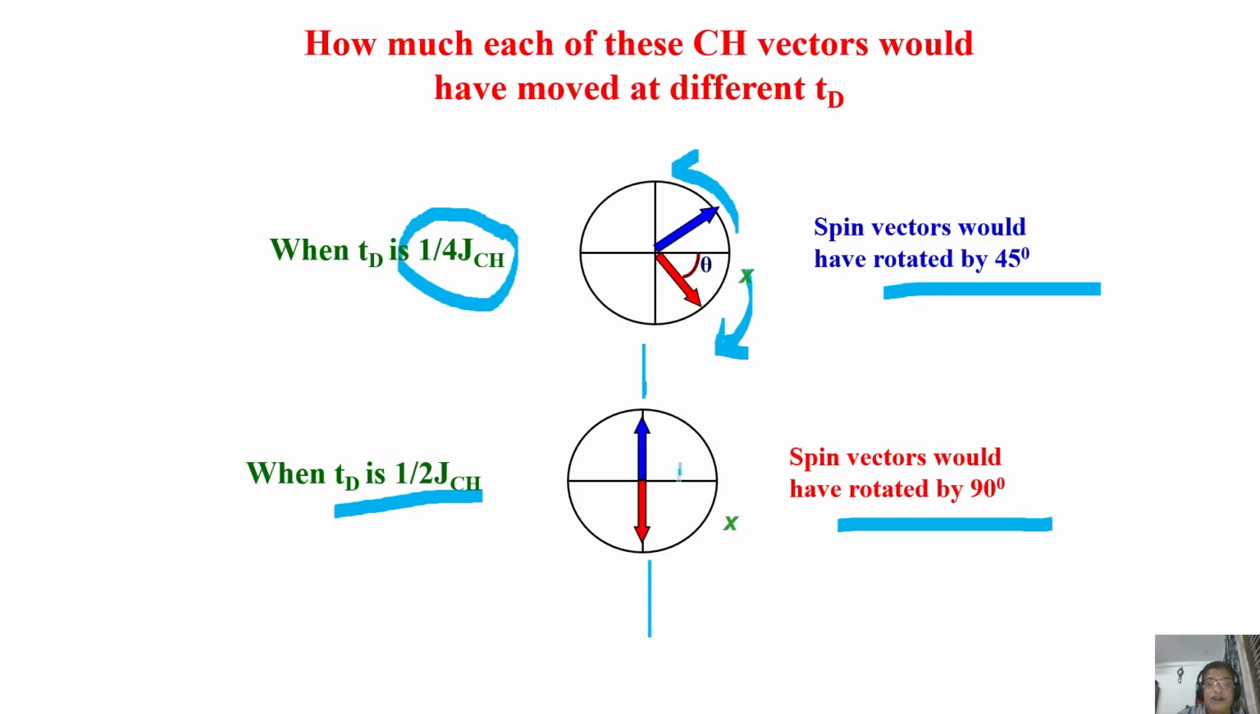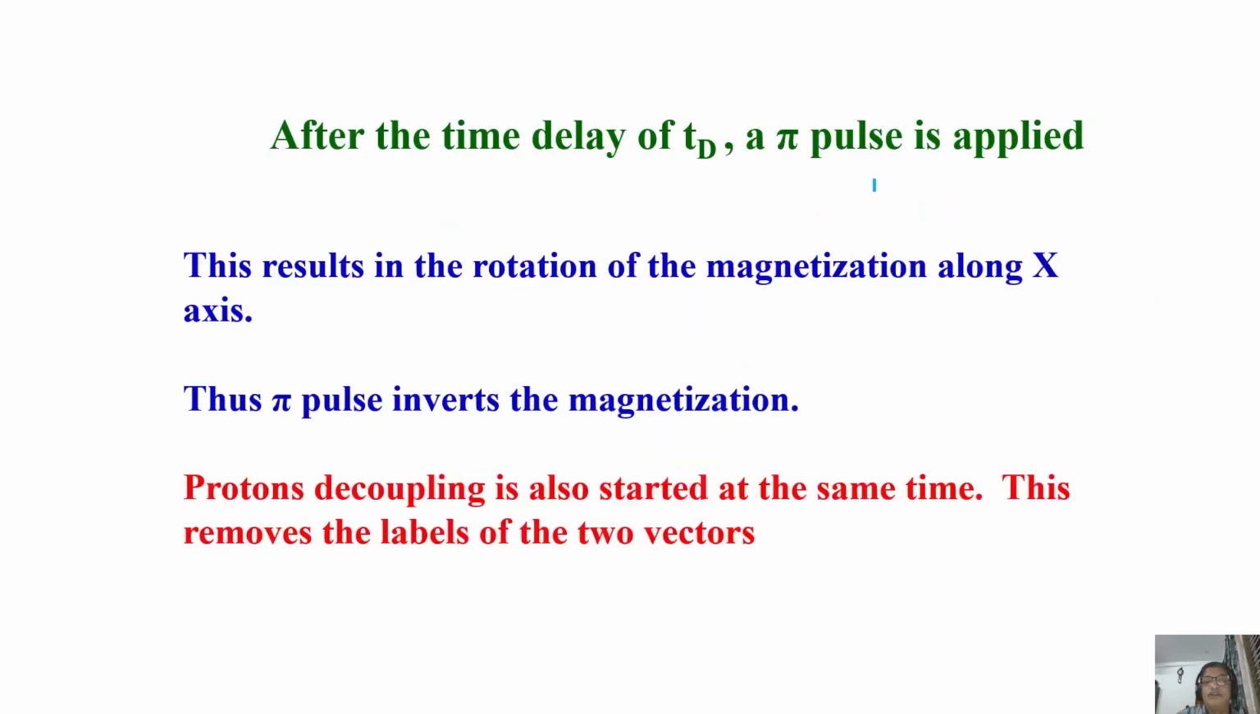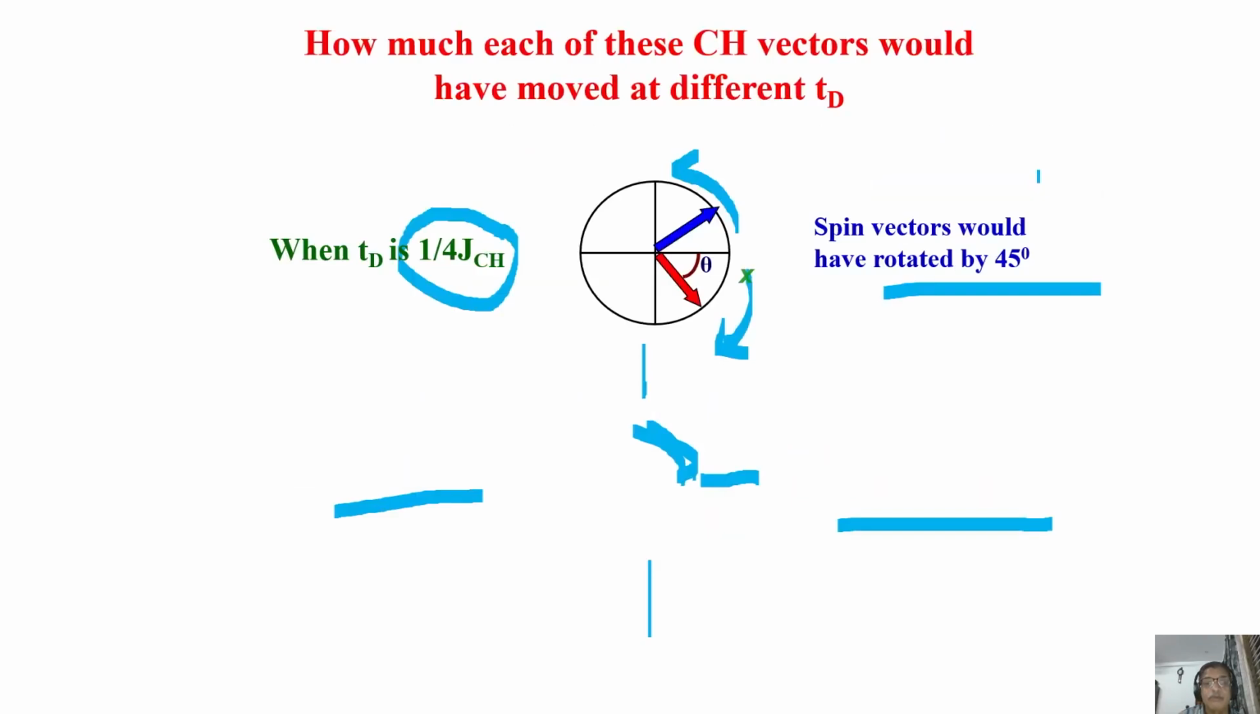Not exactly apart by 90 degrees, they moved by 90 degrees with respect to the axis it was there. Between them, there is of course a 180 degree difference. But each vector has moved away from the axis in which it was tilted initially by the 90 degree pulse by 90 degrees. Okay. After the time delay of TD, a pi pulse is applied.